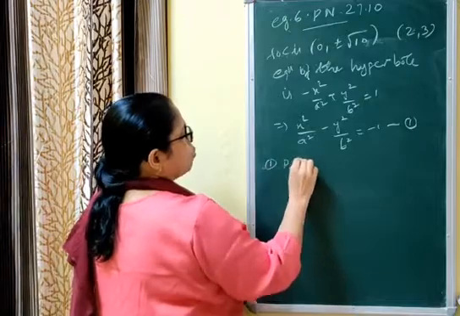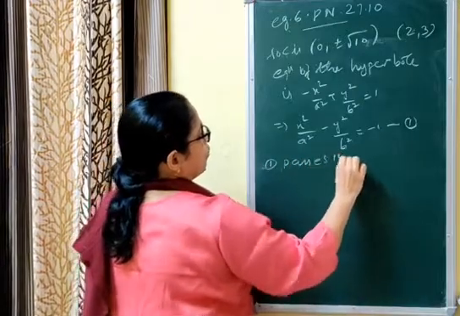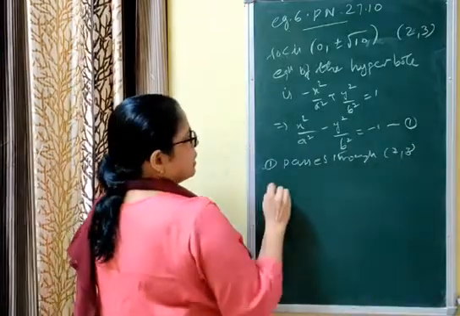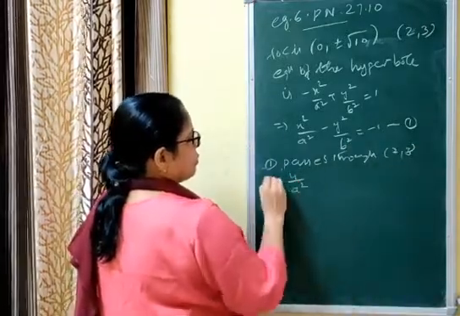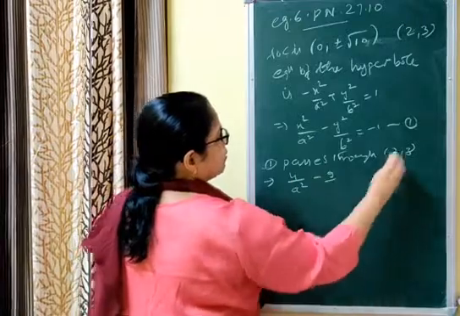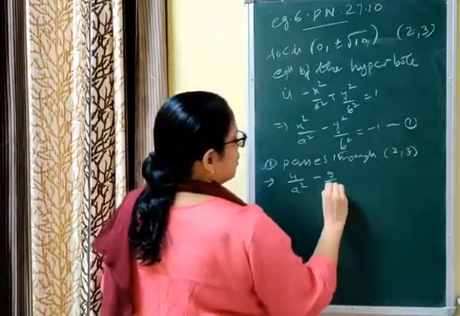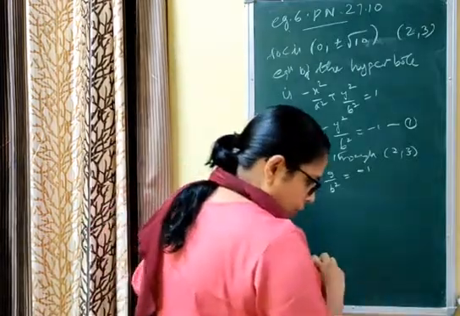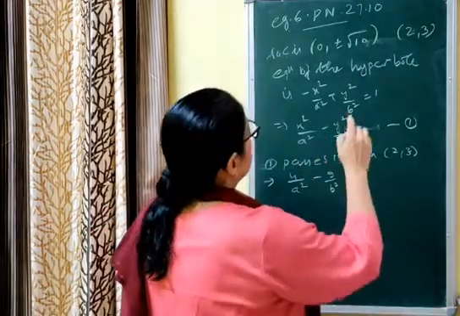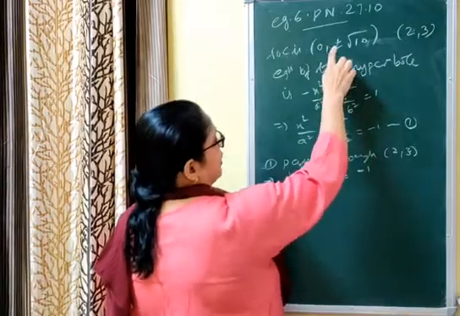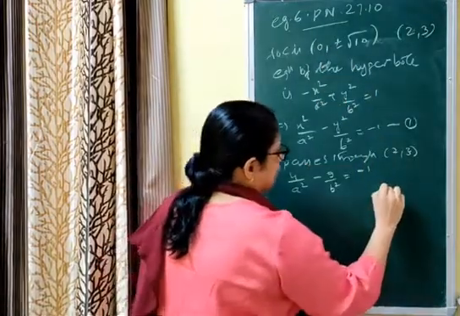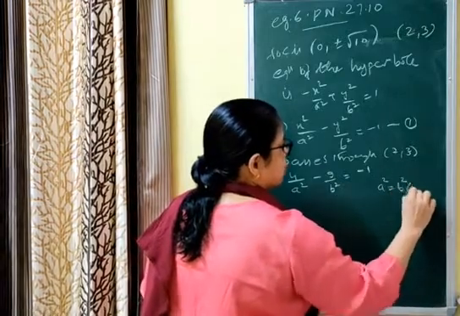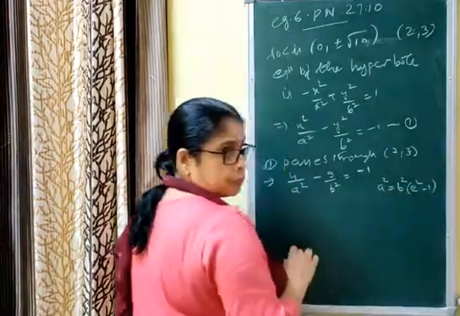Now the hyperbola passes through which point? It is passing through the point 2, 3. That implies by replacing it, you will get 4 by a square minus 9 by b square equal to minus 1. Now, you know that the transverse axis is the y-axis. The relationship between a square, b square and e square is a square is equal to b square into e square minus 1.